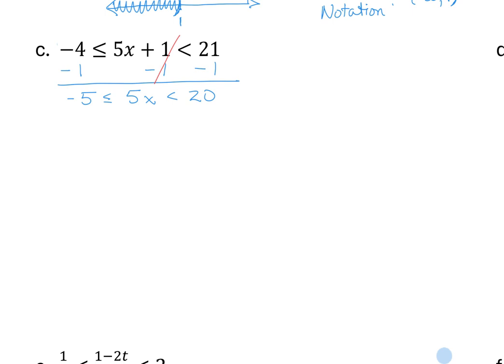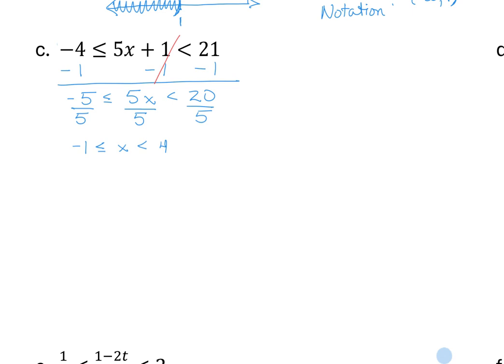Okay, the next thing that we need to do in order to get our variable by itself is get rid of multiply by 5. And so to get rid of multiply by 5, we're going to divide by 5. And again, whatever we do to the middle, we do to the left, and we do to the right. We are not dividing by a negative, and so we get -1, we keep our inequality signs, and we get 4. So we get -1 is less than or equal to x is less than 4.